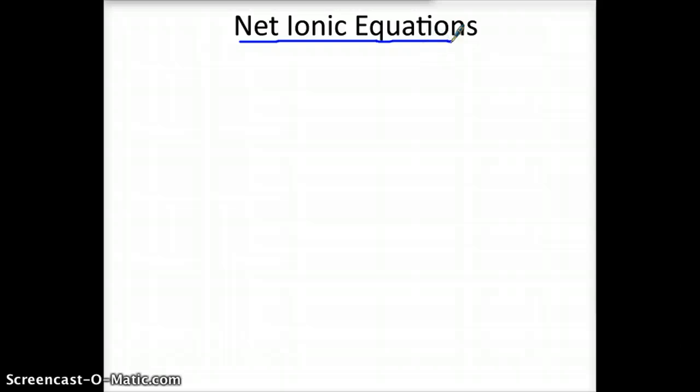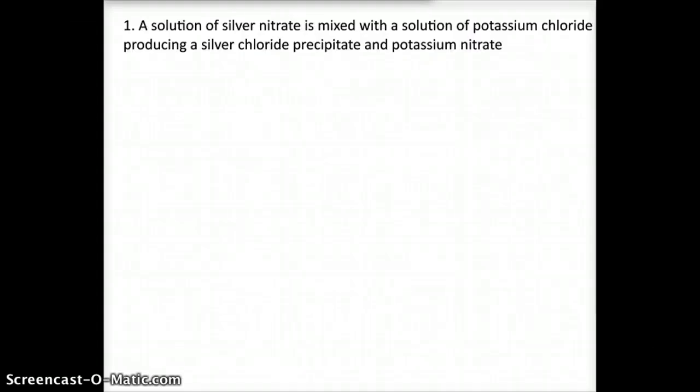Net ionic equations. Okay? So the way we're going to walk through this is just by looking at a few examples. Looking at examples is the easiest way, and then you'll get a ton of practice with writing net ionic equations. So, first example, it's on the next page, I apologize. Here's an example problem. A solution of silver nitrate is mixed with a solution of potassium chloride, producing a silver chloride precipitate and potassium nitrate.